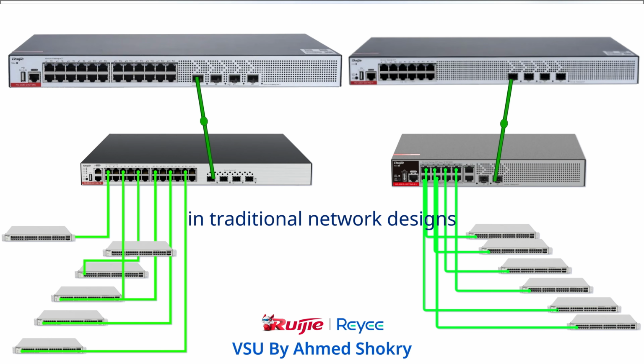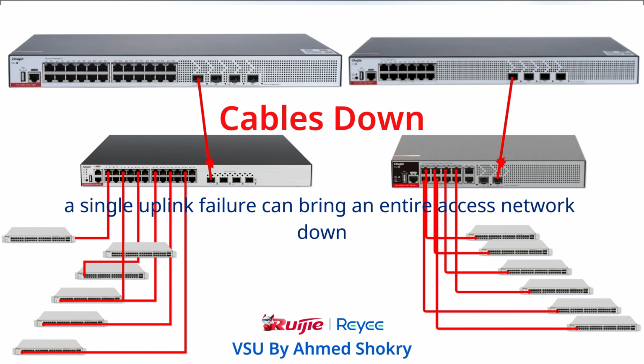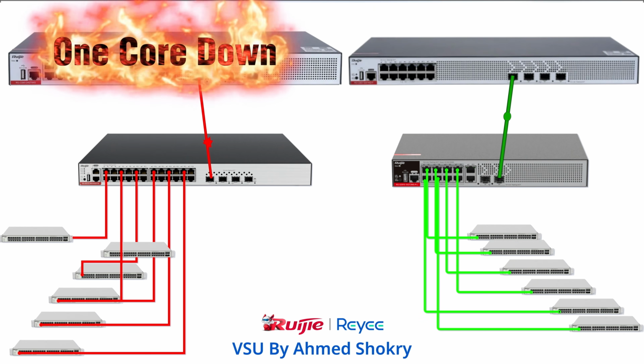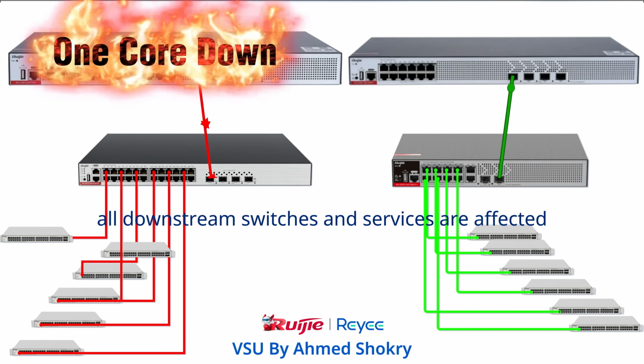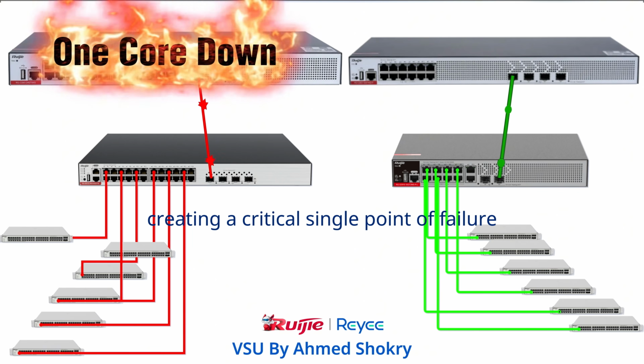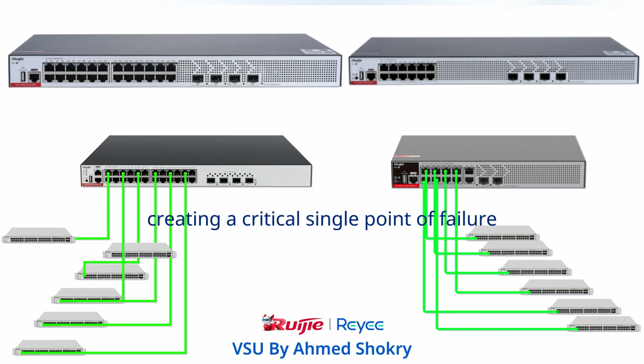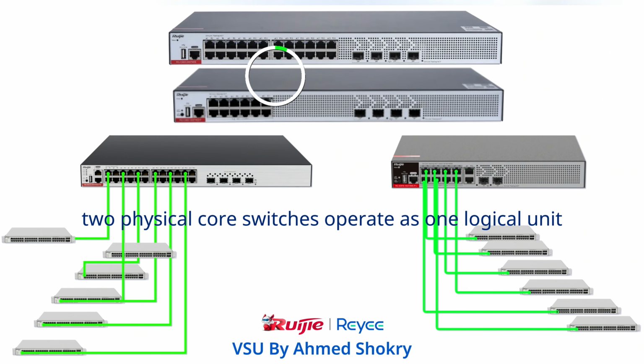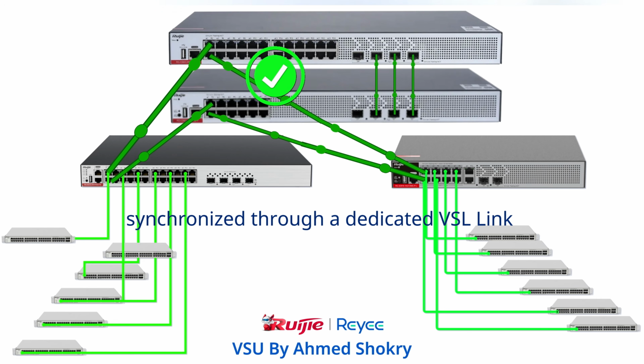In traditional network designs, a single uplink failure can bring an entire access network down. When a core switch fails, all downstream switches and services are affected, creating a critical single point of failure. With VSU, two physical core switches operate as one logical unit, synchronized through a dedicated VSL link.